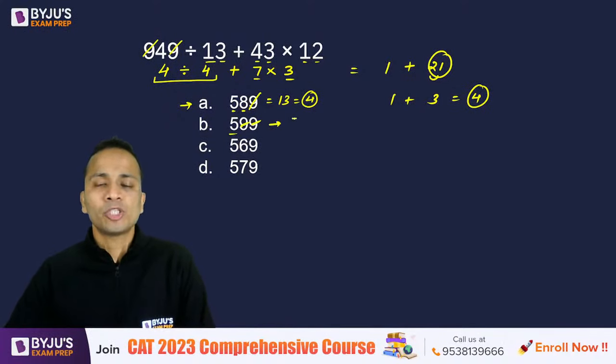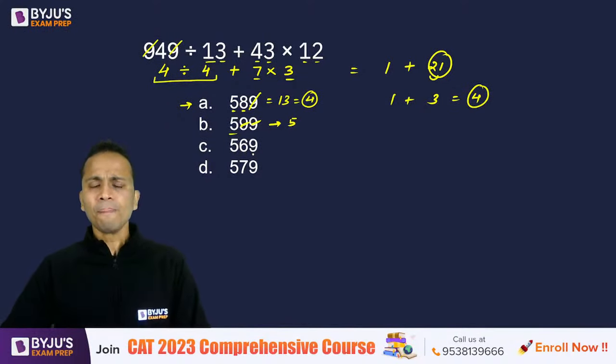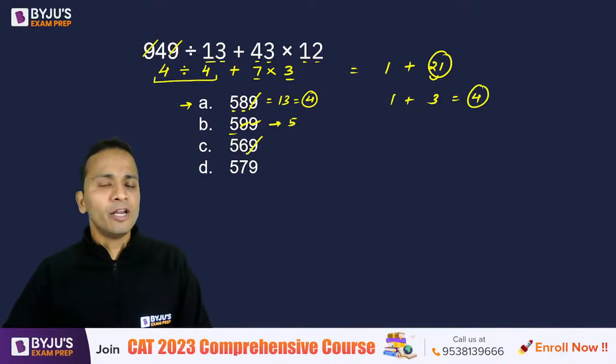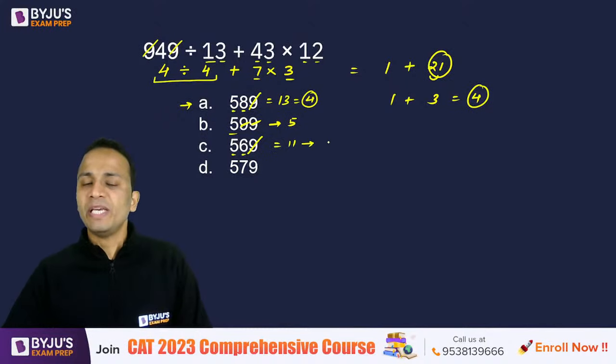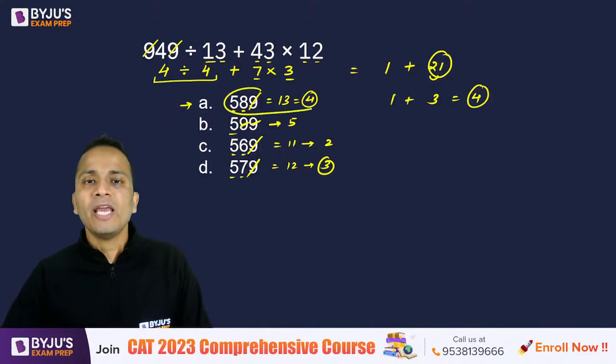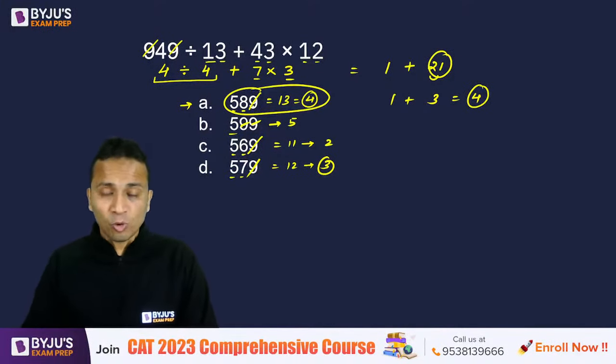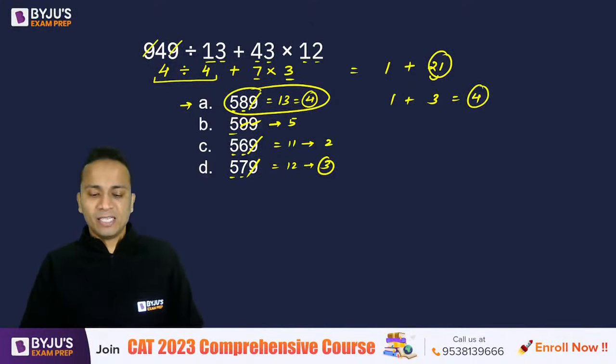In the second option, digital sum is 5. In the third option, 9 removed. 5 and 6 is 11, which will give me a digital sum of 2. Last option, 9 removed. 5 and 7 will give me a 12, a digital sum of 3. So only option A, which has a digital sum of 4, is matching with the correct answer.